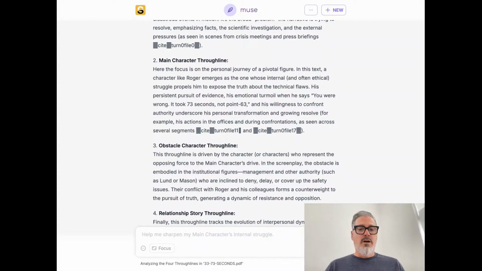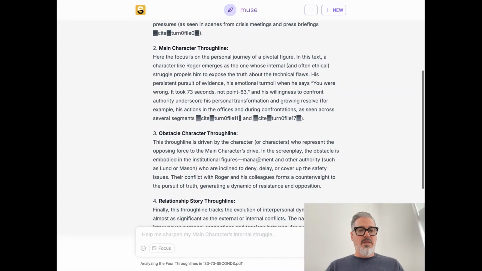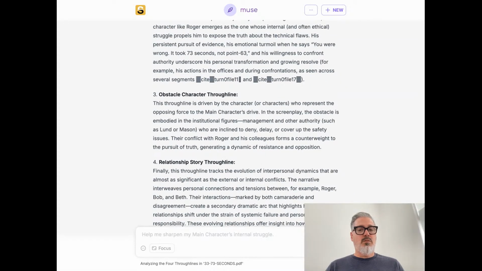Okay. And now the obstacle character. This one is driven by the character or characters, which is smart, who represent the opposing force to the main character's drive. In the screenplay, the obstacle is embodied in the institutional figures, management, and other authorities, such as London Mason, who are inclined to deny, delay, or cover up the safety issues. Their conflict with Roger and his colleagues forms a counterweight to the pursuit of truth.